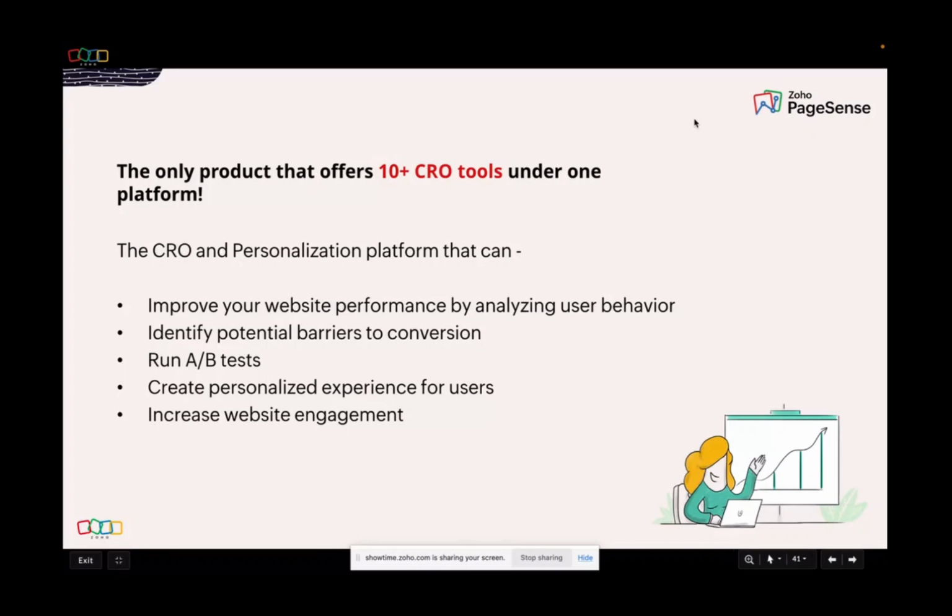We also have a personalization tool that allows you to create tailored experiences for users on your website, and we have one entire module for engagement that includes polls, push notifications, and pop-ups to increase website engagement. And not to mention, PageSense is flicker free, which means that when you run an A/B test or any other CRO experiment on your website, visitors will not see any flickering, and this is to ensure that the experiment results are accurate. And like it mentioned earlier on the slide, Zoho PageSense is the only product that offers 10 plus CRO tools under one platform.